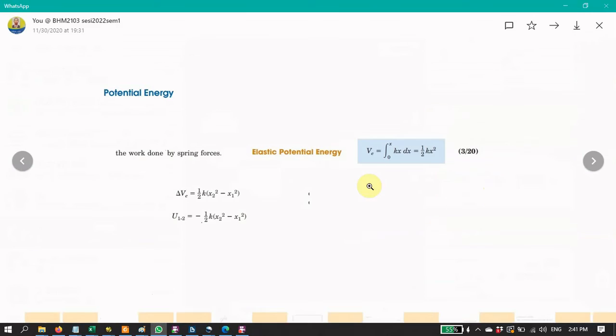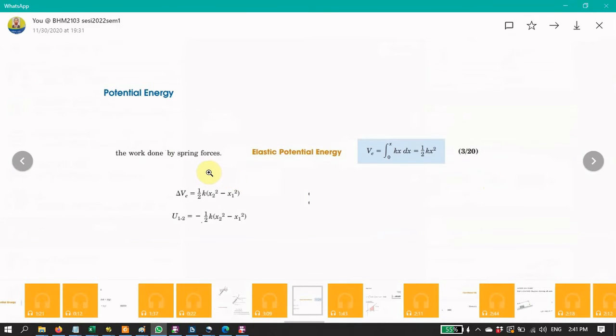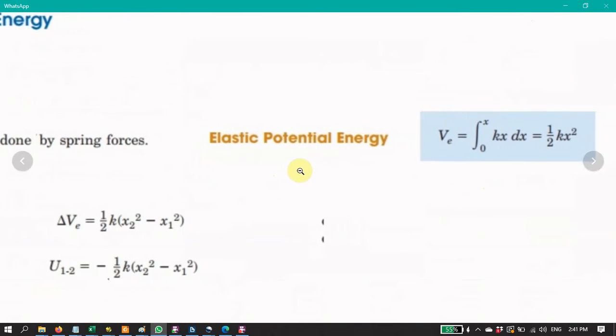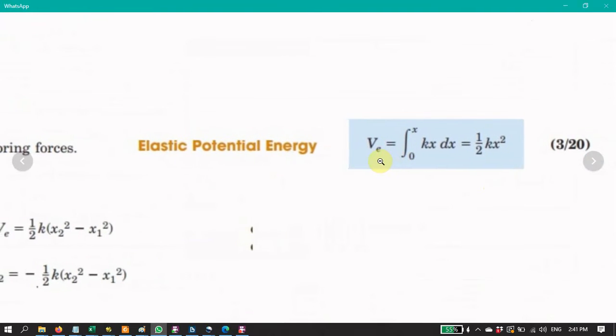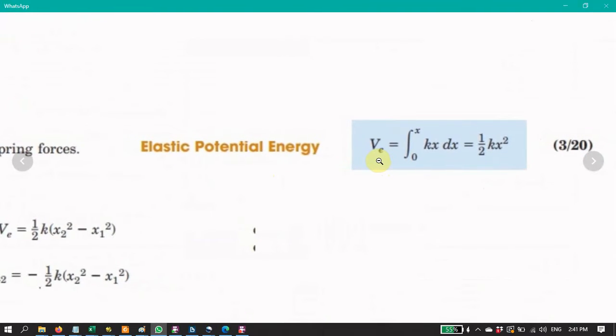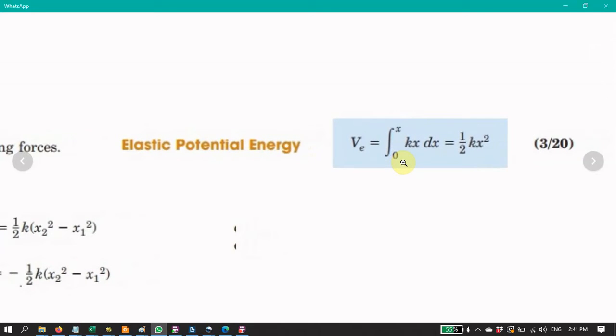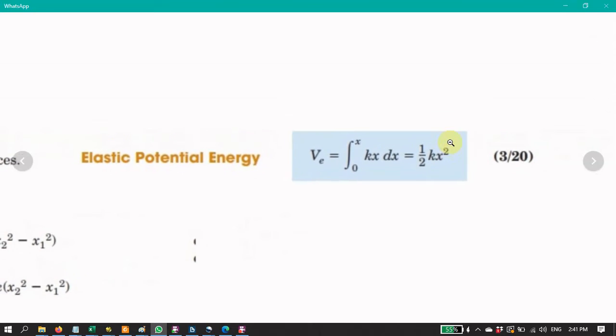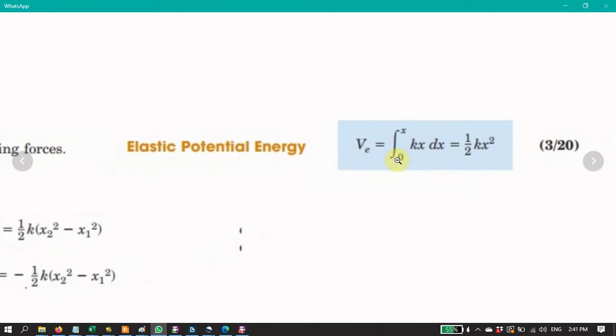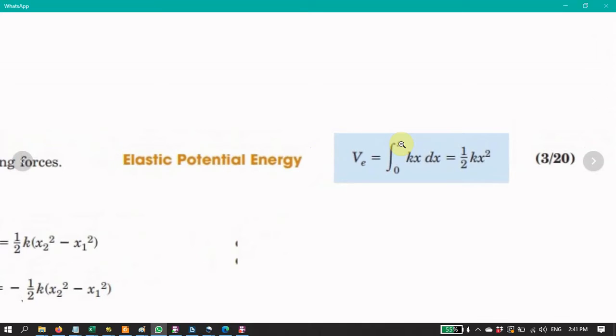Right. This is another component of potential energy, since you mentioned the spring force. If you look at the equation here, there is a similarity with the gravitational potential energy. For a spring, we call it elastic potential energy, and the definition is half kx to the power of 2. The lower limit will be x equal to 0, and the upper limit is x.